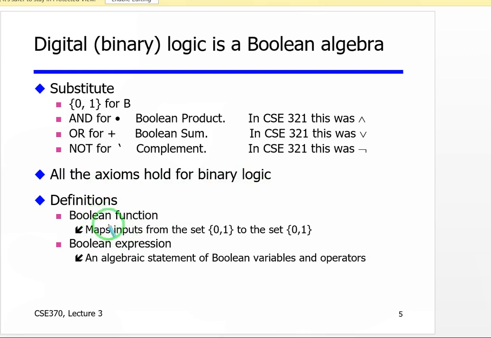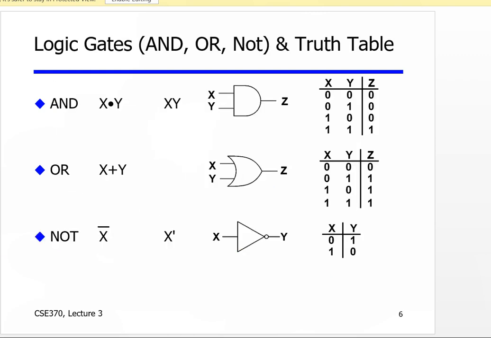The definition of a Boolean function is that it maps input from the set {0, 1} to the set {0, 1}. Simple: you have an input of 0 or 1, then the output will be 0 or 1, as you saw in your digital logic design subject. Now, a Boolean expression is an algebraic statement of Boolean variables and operators. Next, logic gates using the operators AND, OR, NOT, and a truth table.